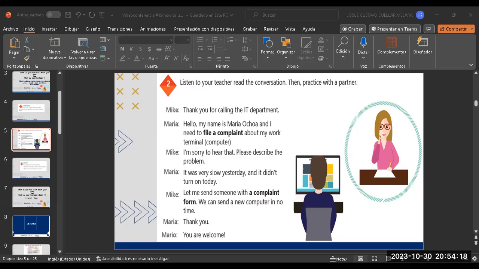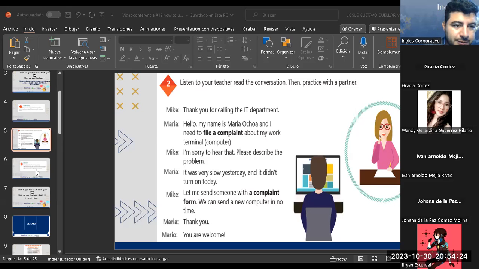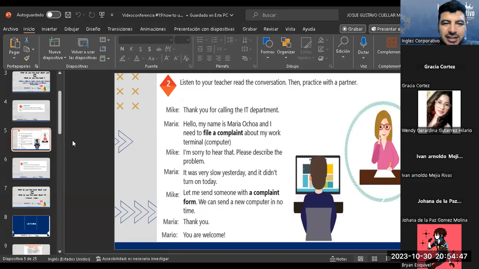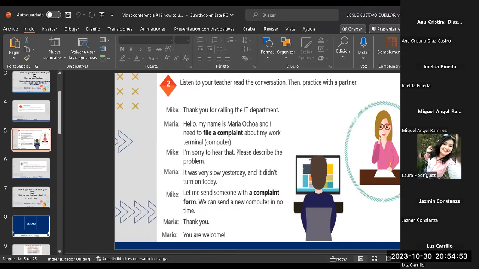You're welcome. Very nice. Thank you, my friends. So it is very easy with this theme. So here we have some questions. Number one, what expression does Mike use to show a solution in progress? ¿Cuál es qué expresión utiliza Mike para mostrar una solución que va en progreso, algo que se va a solucionar? Okay, let's see what Mike says. Veamos qué dice Mike. Maybe we can have, in this case, Ricardo, any idea? What Mike says.